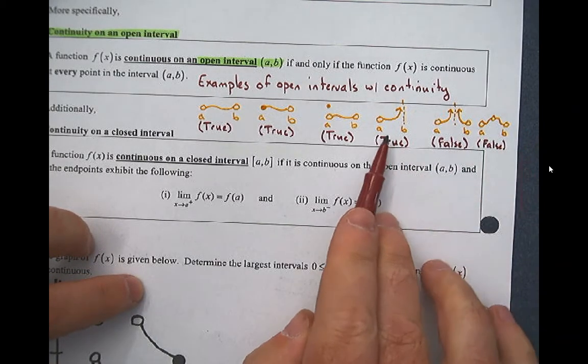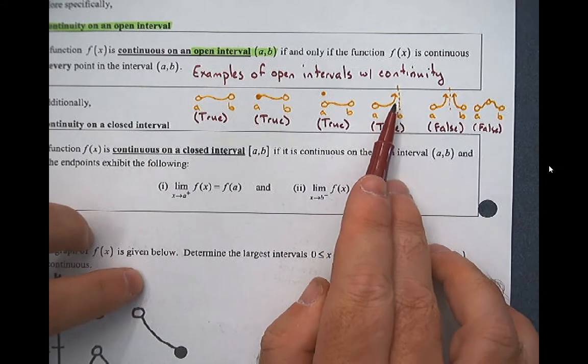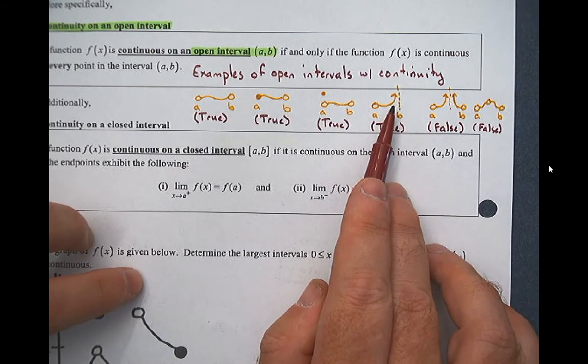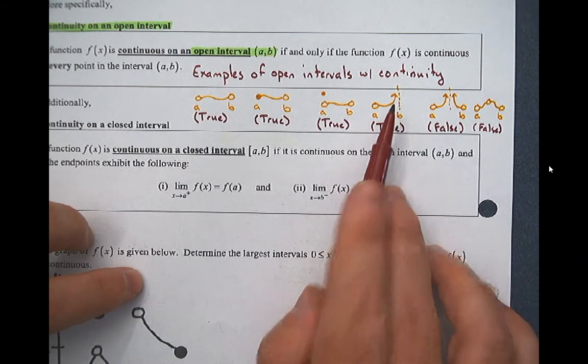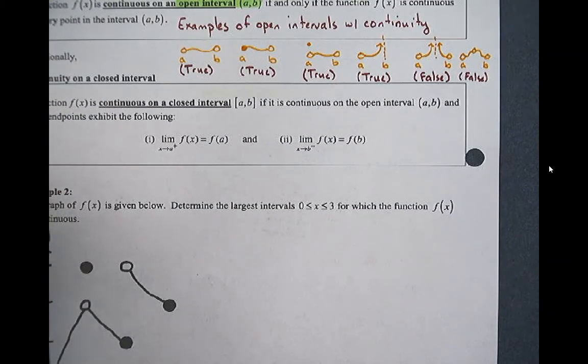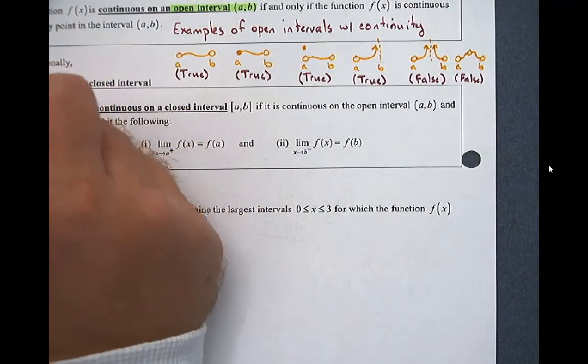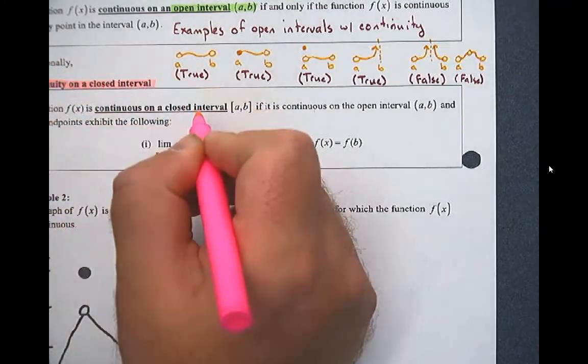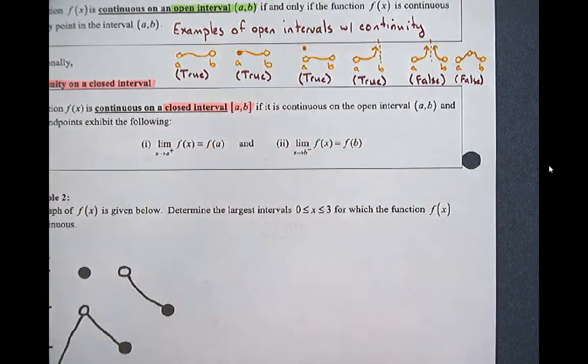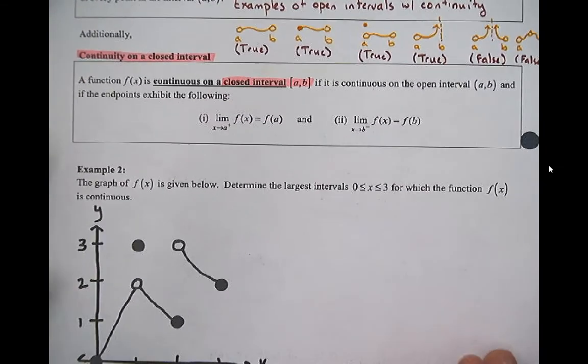The tricky one, I think, is this one, because you feel like the asymptote is making it not continuous, but up until the B, not including B, that would be considered continuous. Now this changes, of course, obviously you think it would, when we look at a closed interval. So continuity on a closed interval. So now we're including our endpoints A and B.